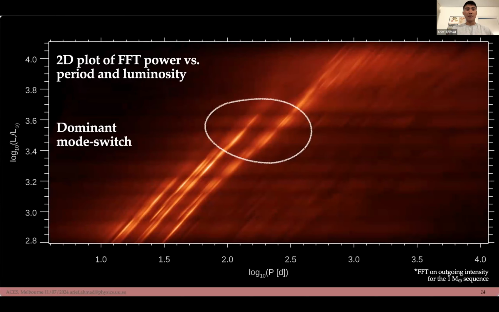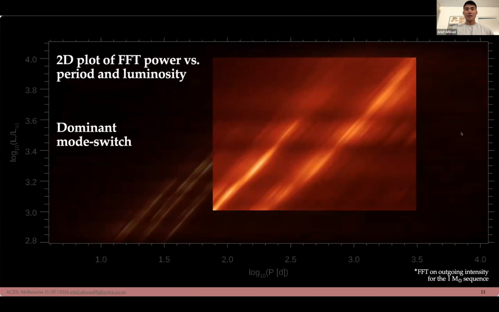Another important behavior is this dominant mode switch. If you zoom in again, you can see higher up in the luminous models, they tend to peak in the radial fundamental mode. But as you go towards denser stars, you can switch from pulsating dominantly in the radial fundamental mode into the overtone mode. So this switch is quite interesting and may have consequences in terms of wanting to understand the stellar evolution.